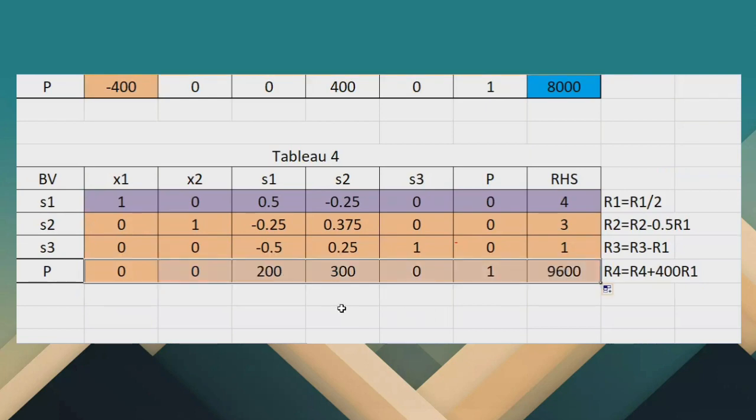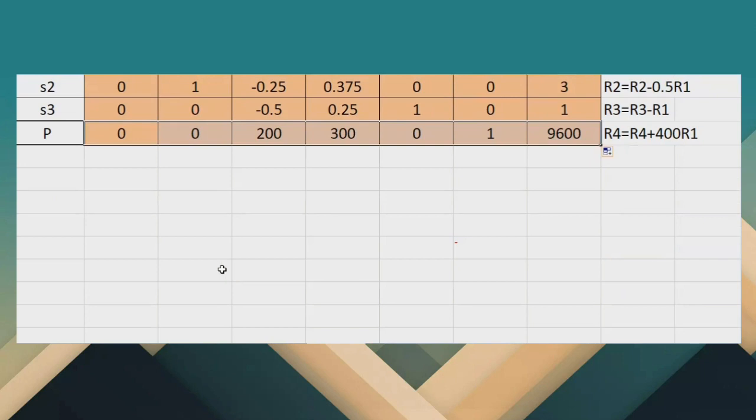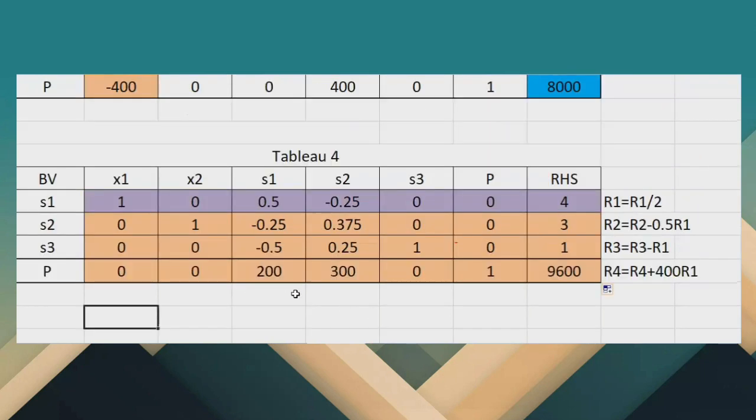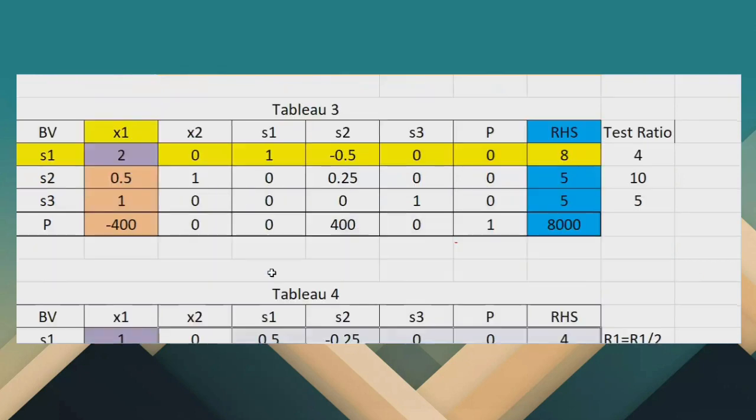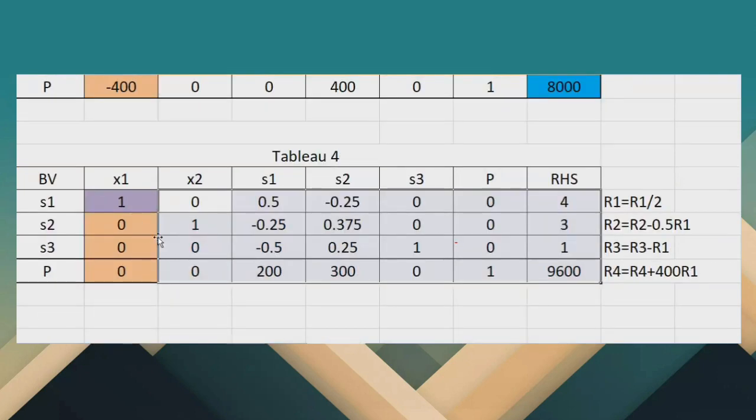So do we still have a negative in the last row? Yes or no? None anymore. So if we don't have any more negative in the last row, we're done. So we just need to wrap up our answers. First, before we wrap up, I will remove all the colors that I highlighted. There. So this was the last one that we have computed.